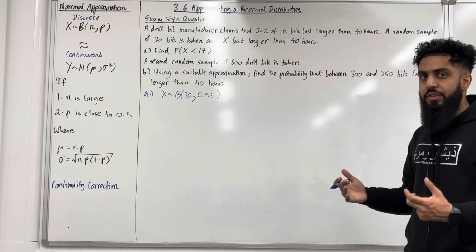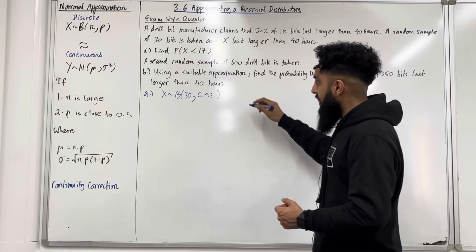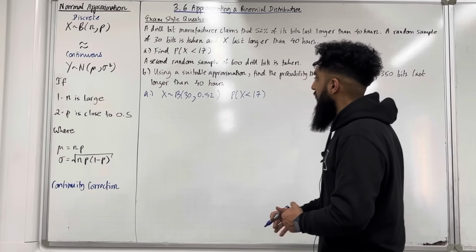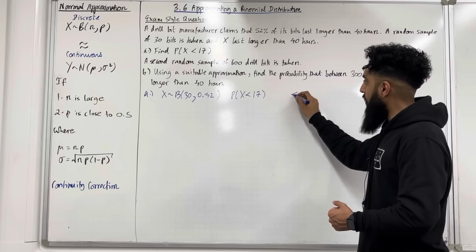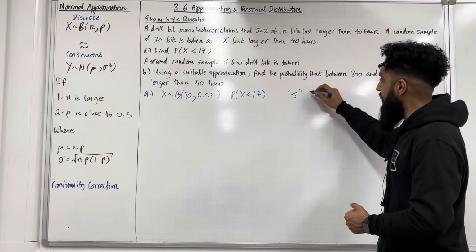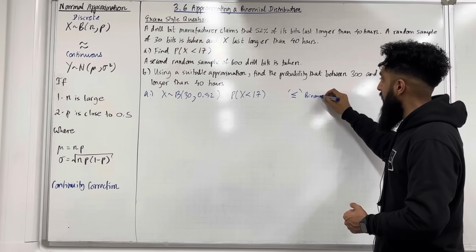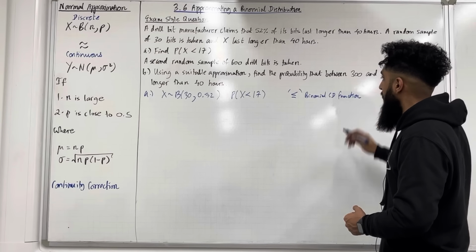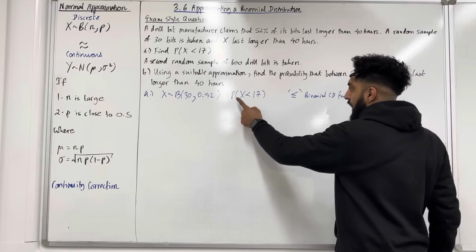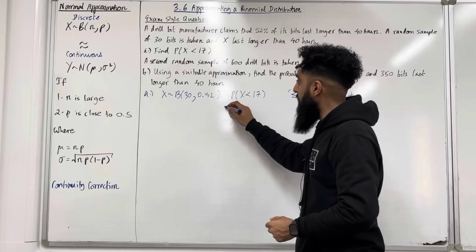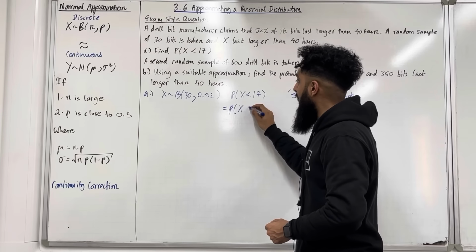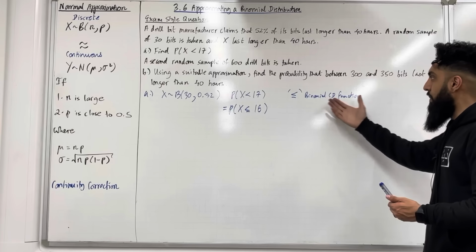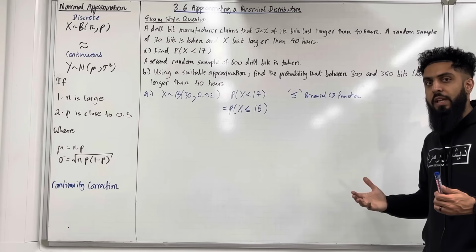So what do we want to actually calculate? Well, we want to find the probability that X is less than 17. Now for less than or equal to probabilities, we can use the binomial CD function in our class-based calculator. So what we have to do is rewrite this probability as the probability of X being less than or equal to 16 in order to use the binomial CD function in our class-based calculator.